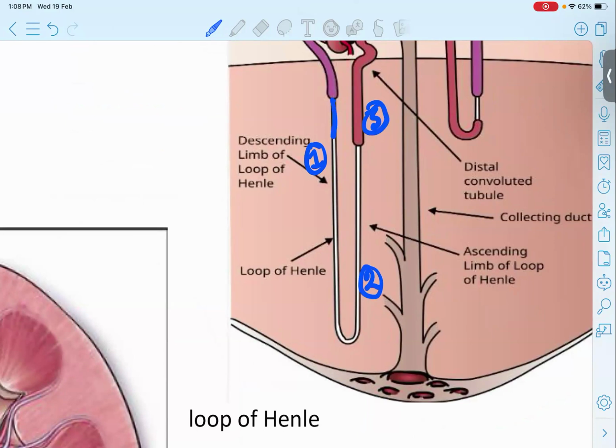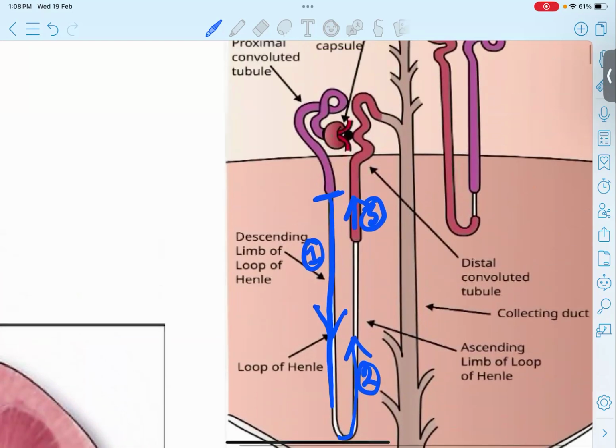You can see this one is very thin. The loop of Henle will start from here. So this portion is very thin, so this is the thin descending limb. The second part is the thin ascending limb. And the third part is the thick ascending limb. And the thick ascending limb has a junction with the distal convoluted tubule, or DCT.